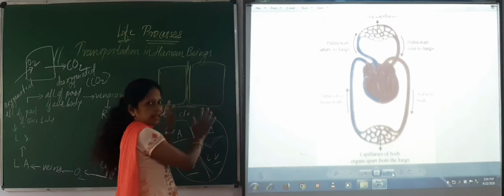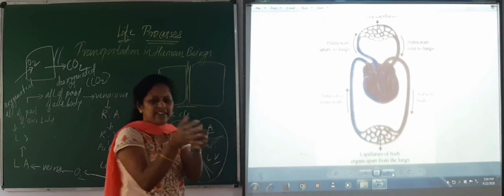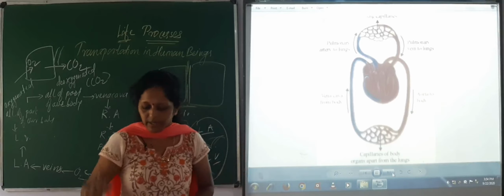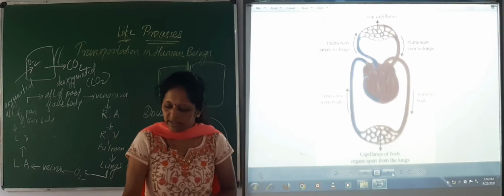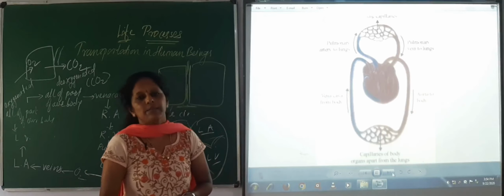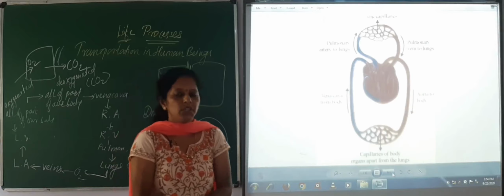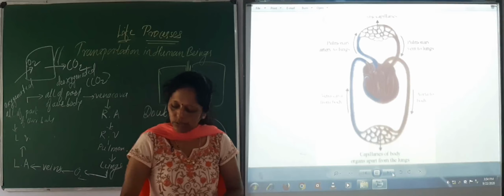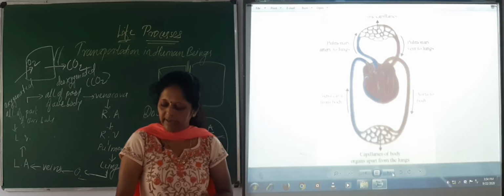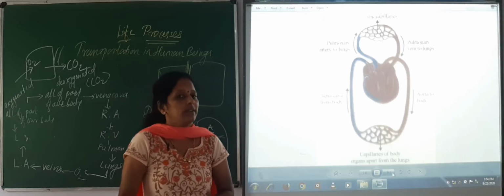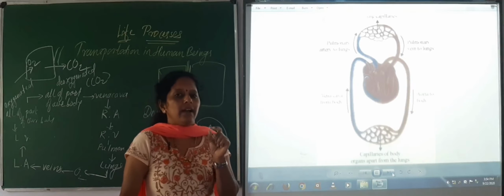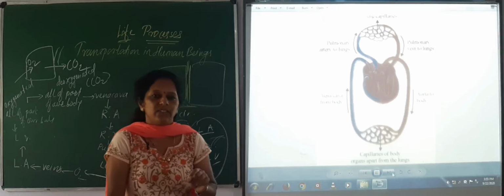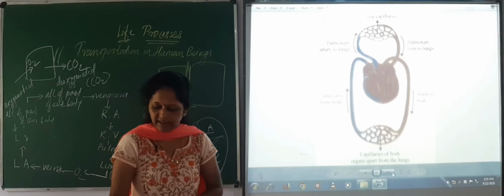Like this I have drawn two cells; many cells are there, and in between the cells there are spaces, which are called intercellular spaces. These cells combine to form tissue, and the fluid there is called tissue fluid or lymph. It is similar to the plasma of blood, but colorless and containing less protein.